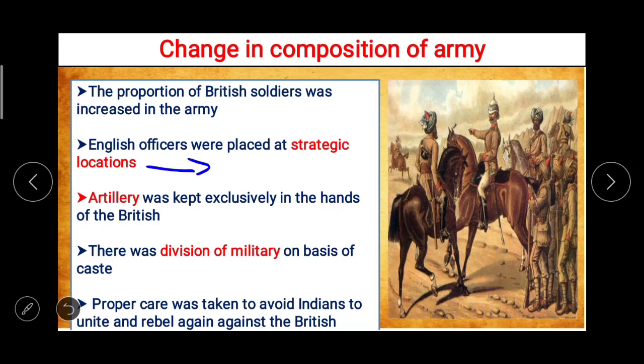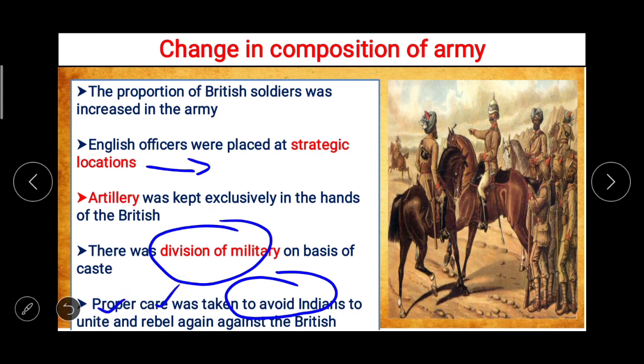There was division of military on basis of caste. Proper care was taken, this one is very important again, proper care was taken to avoid Indians to unite and rebel. एक तो यूनाइट भी ना हो, और अगर यूनाइट हुए तो वो ब्रिटिश गवर्नमेंट के खिलाफ या कंपनी के खिलाफ कोई रिबेल ना करे, इसकी पूरी तरह से केयर की गई ताकि फिर से 1857 जैसा कोई स्ट्रगल खड़ा ही ना हो.